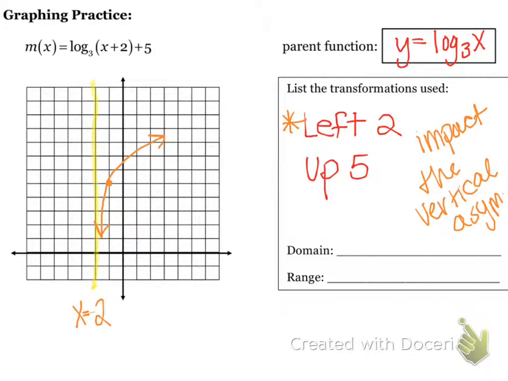So when we talk about our domain, this is where the left shift impacts it. So it's actually -2 to infinity. And our range is -infinity to +infinity.